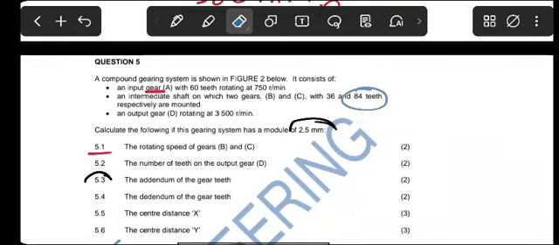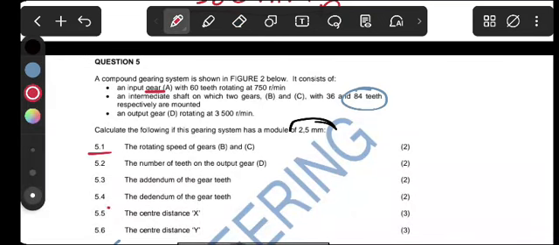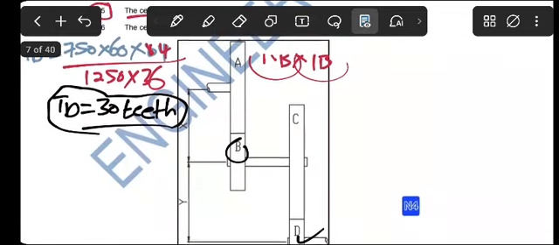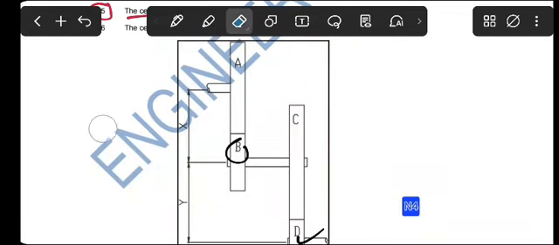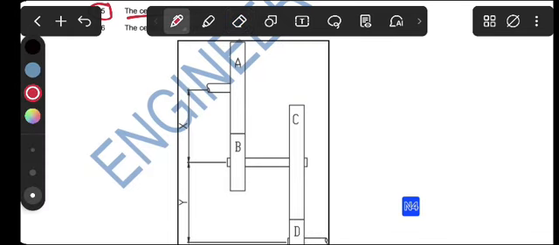So 5.5 says the center distance at X. We need the center distance here. The center distance, let's check, is between where? It is between gear B and gear A. So we'll focus on gear A and gear B. Take note, the value of X there is between gear A and gear B.